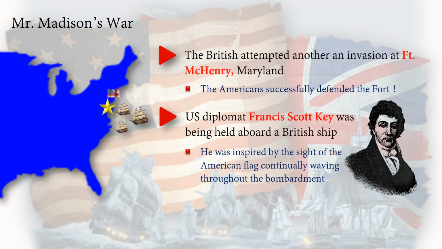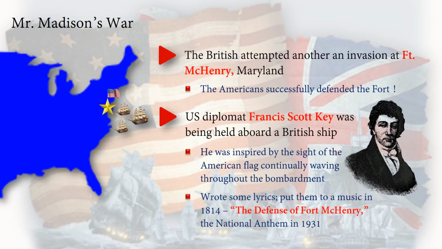And all through the night, he was inspired by the sight of the American flag continually waving throughout the bombardment. And he would catch sight of it every time a bomb would go off and the flare would light the night sky. He could see that the flag had yet not been lowered, which meant that the Americans had not yet surrendered. He was so inspired that he wrote some lyrics and then put them to music in 1814, and it was called The Defense of Fort McHenry, and it became the national anthem of the United States during the Great Depression in 1931.